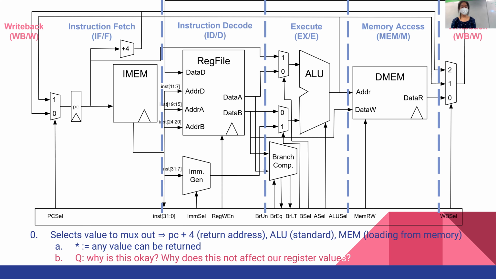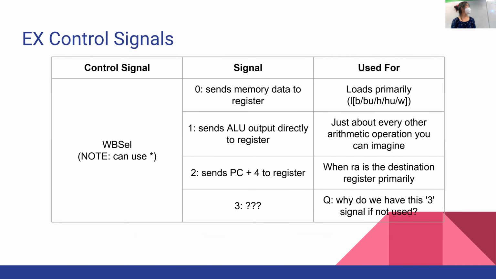Okay, so we just talked about this. So, yes, I keep forgetting to change the titles of the slides, but this is for the write back selector. So we can see that the one signal that we have is write back sel. And so 0 sends memory data to the register. 1 sends the ALU output to the register. 2 sends the PC+4 to the register. And for 3 we are going to have some random don't care signal. So the question is, why do we have this 3 signal if it's not being used?